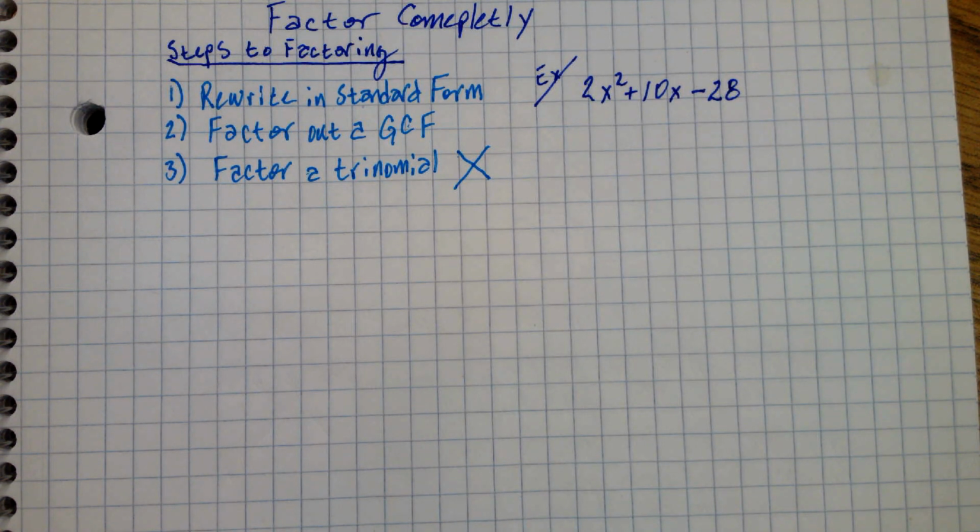2x squared plus 10x minus 28. Take a look. Is that in standard form? Yeah, we're going from highest exponent down to lowest exponent. So far so good. Didn't have to do that. Next step, step two, factor out a GCF. 2x squared, 10x, 28. Is there a common number or number and variable I can divide out? You notice too, they're all even terms. Okay.